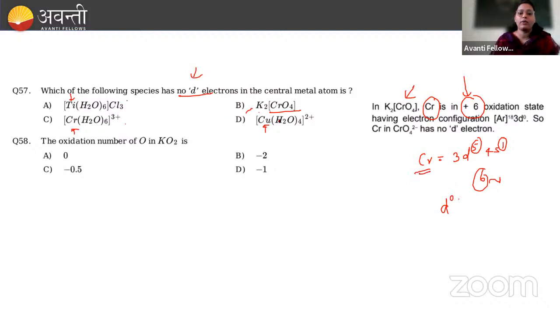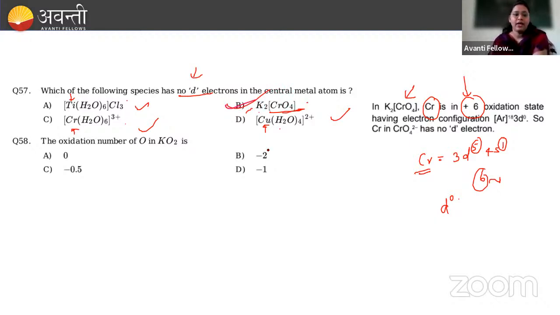For titanium, chromium, and copper, those elements have certain electrons in the d orbital, but this molecule doesn't. That's why this will be our answer.